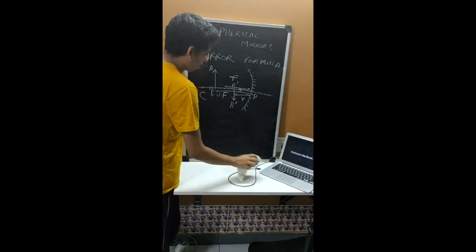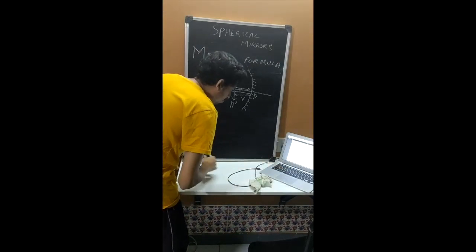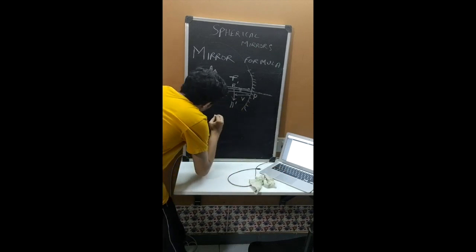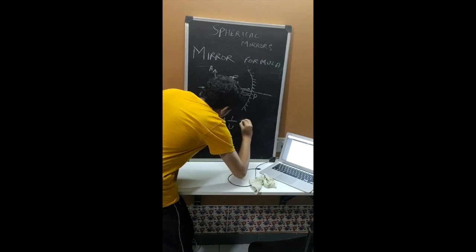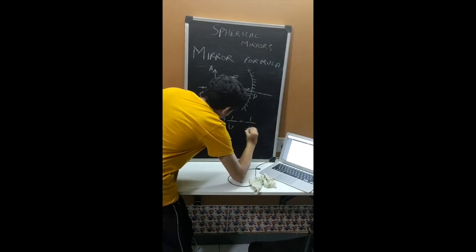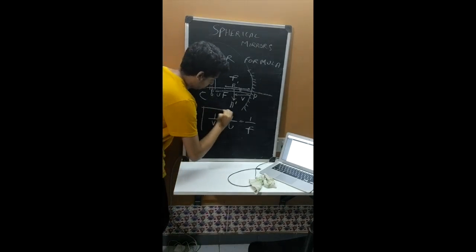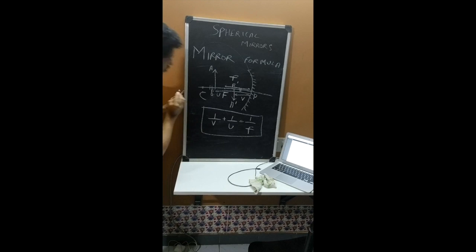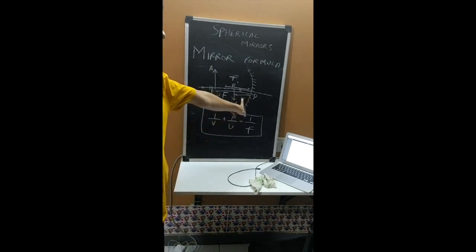Now after we have completed all of this, let us finally come to the mirror formula. That is 1 by v plus 1 by u equals 1 by f. This is the mirror formula. Note it down. So, v is the distance of the image from the pole. u is the distance of the object from the pole. f is the focal length.